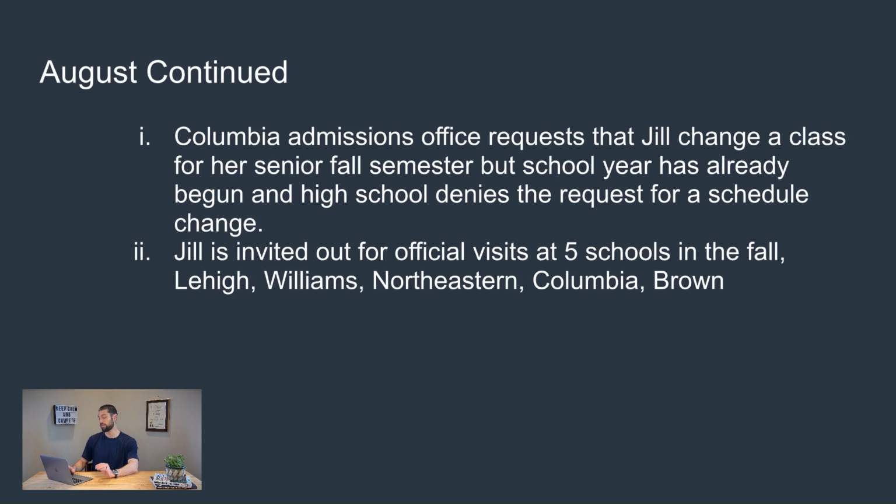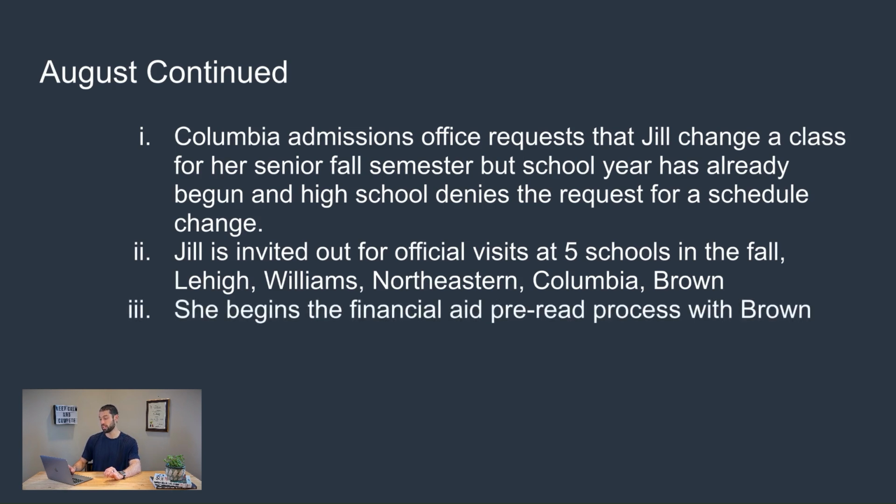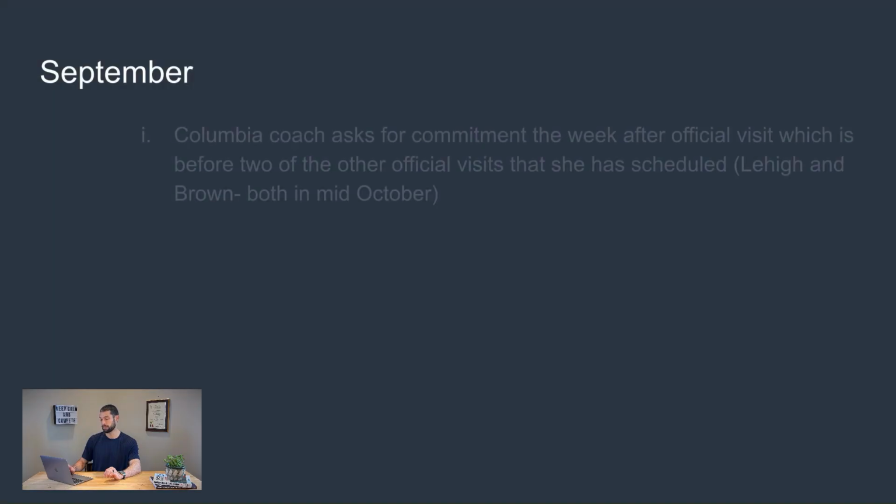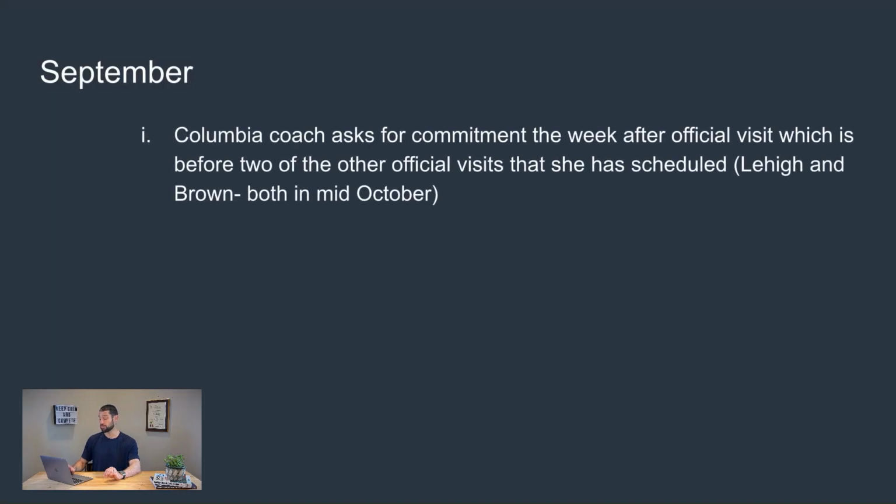Now, Jill is also invited out for official visits at 5 schools in the fall: Lehigh, Williams, Northeastern, Columbia, and Brown. She begins the financial aid pre-read process with Brown. In September, the Columbia coach asks for a commitment the week after her official visit, which is before two of the other official visits that she has scheduled. So she's taken 2 visits, and she takes her third visit to Columbia. She still has 2 more visits scheduled, Lehigh and Brown. Those are in October. But the Columbia coach says, I need you to commit now. I'm offering you a slot, but I need to know if you want to come.